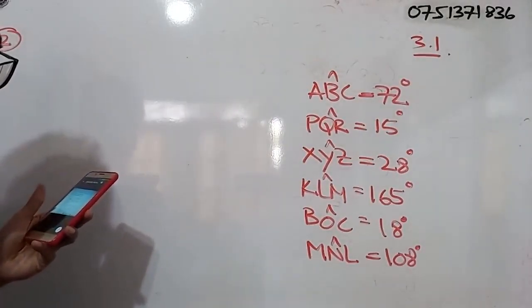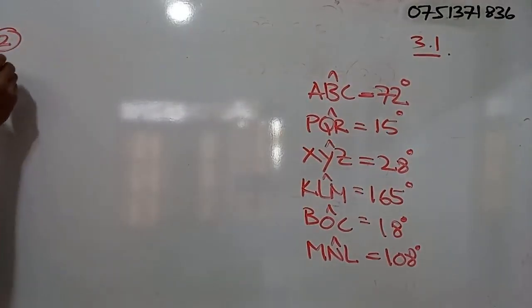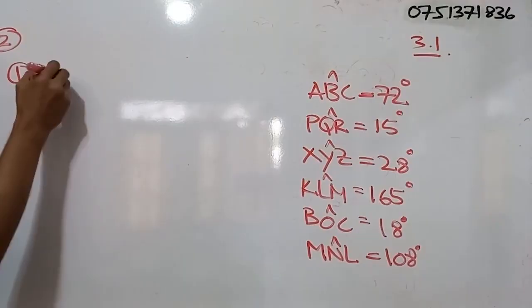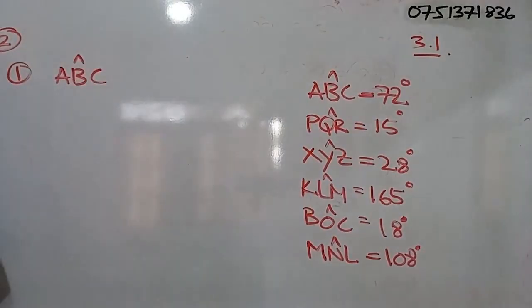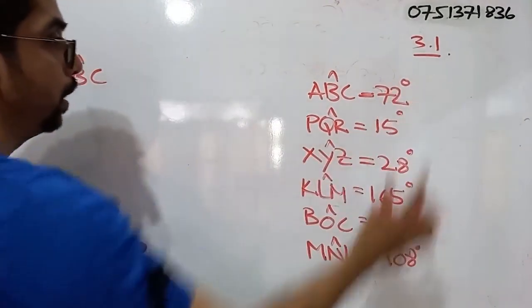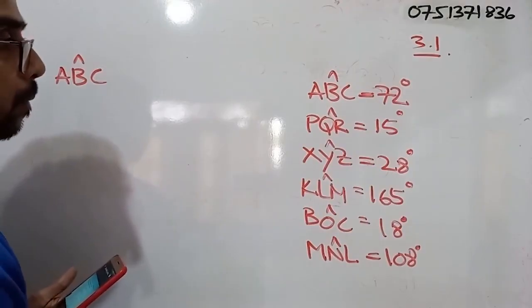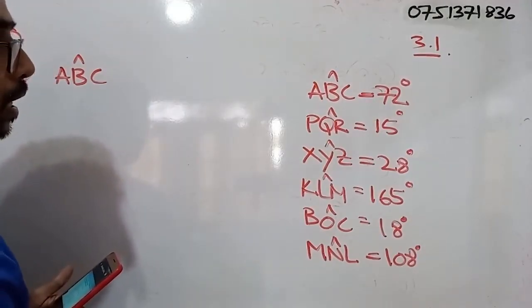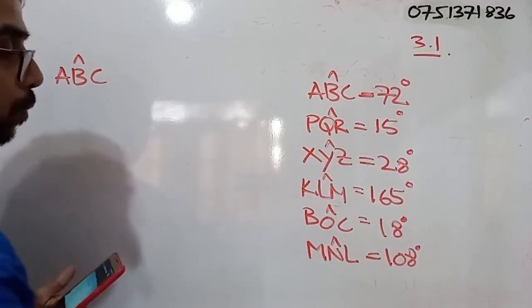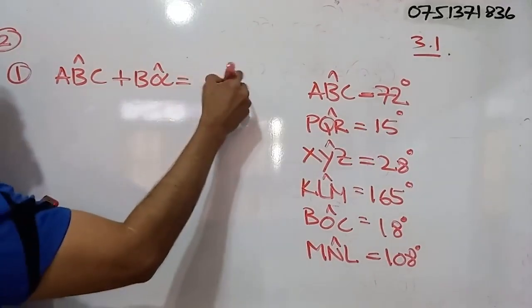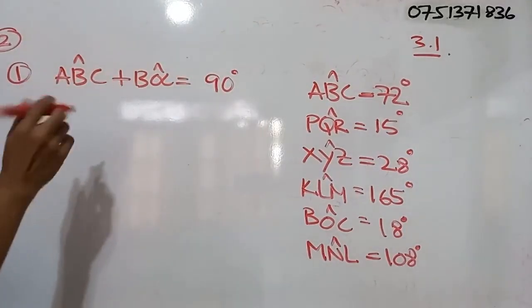Select and write down part 1, 2 pairs of complementary angles. Right. Complementary. So if we take ABC, that is 72, and this is 15. If we add these together, it doesn't sum up to 90. Same goes to ABC and XYZ, right? So KLM is totally out of the question. But BOC, if we add these together, that sums up to 90 degrees, right?